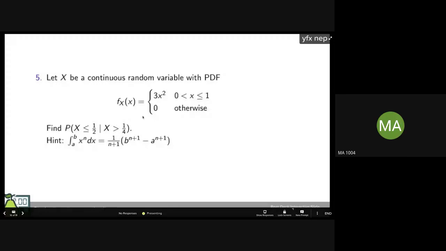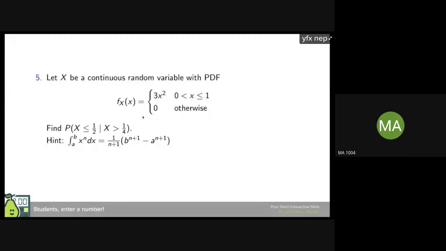Okay, so I'm assuming that everybody solved the question or at least attempted it. So we'll see the solution. It's similar to the previous one. The only thing is here we have conditional probability. So can you tell me what is the probability of A given B? Probability of A and B divided by probability of B.